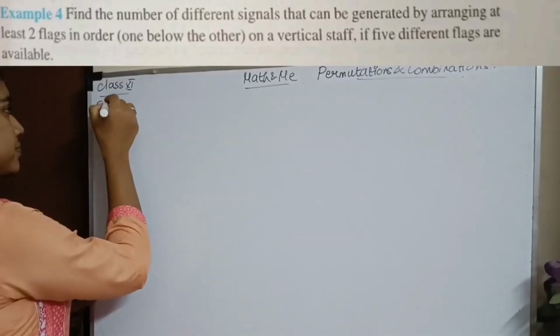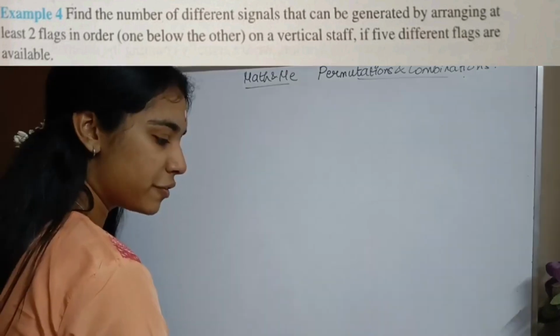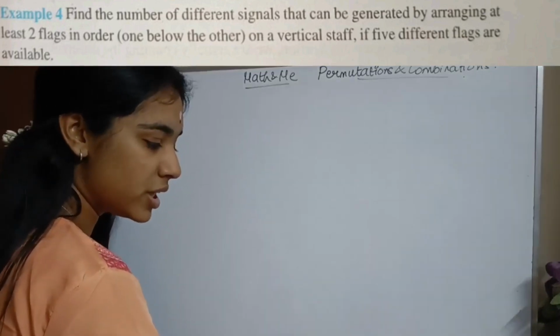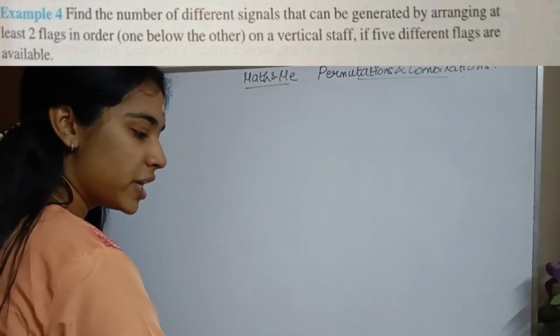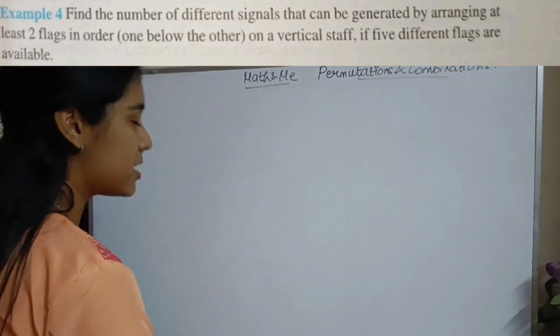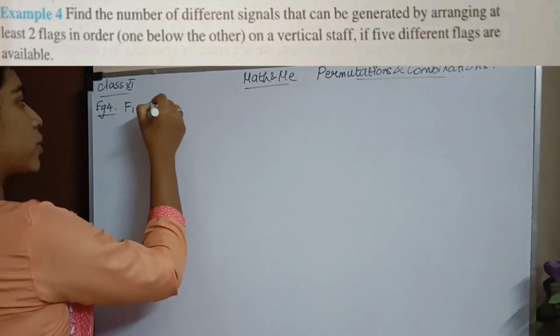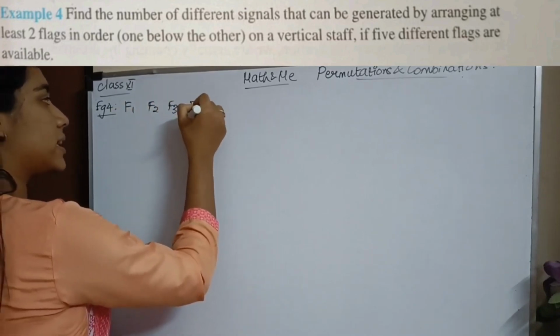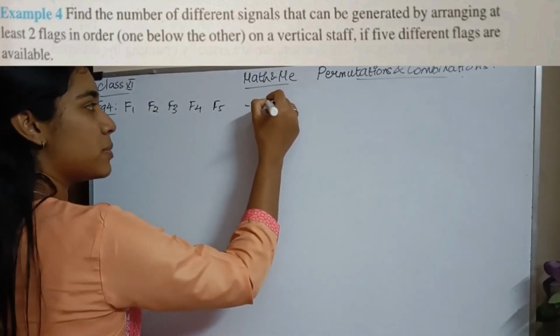Example 4. Find the number of different signals that can be generated by arranging at least 2 flags in order one below the other on a vertical staff if 5 different flags are available. So similarly I have flag 1, flag 2, flag 3, flag 4 and flag 5. So how many elements do I have?